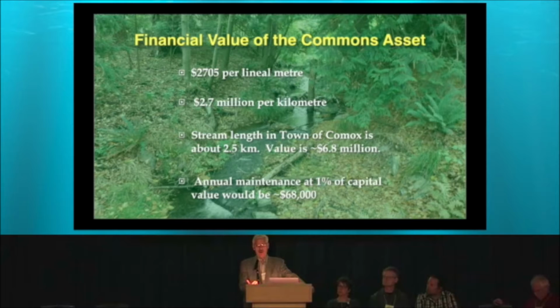In our example, the stream was worth $2,700 per lineal meter. It was worth $2.7 million per kilometer. The stream length in the town of Comox is 2.5 kilometers, I think it is. So it has a value of $6.8 million. At 1% a year for maintenance, you'd be spending $68,000 to look after the stream. If you were doing enhancement, you might be spending more. So if you get these numbers, you also have an opportunity to contribute to asset management strategy and planning.